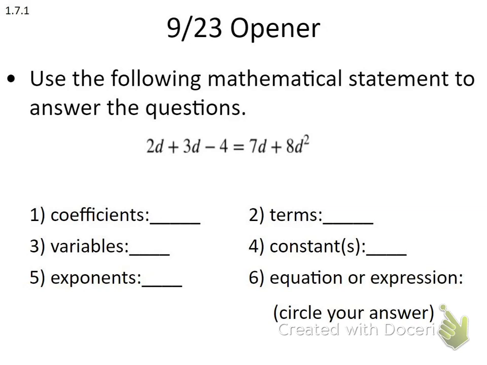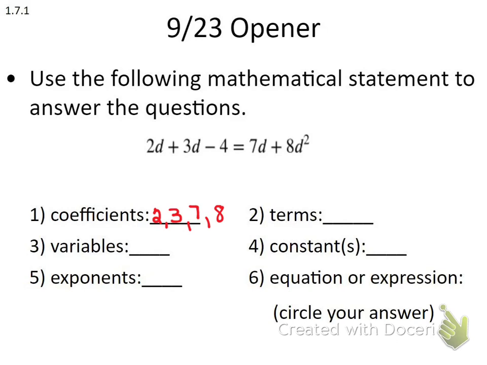So the first question is number 1. What are my coefficients in the following mathematical statement? Josh? 2, 3, 7, and 8. Do you guys agree with them? Yeah. Okay, what is a coefficient? A number multiplied by a variable. Perfect, a number with the variable behind it.